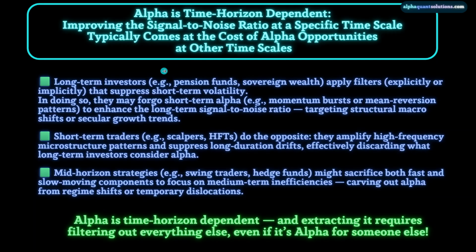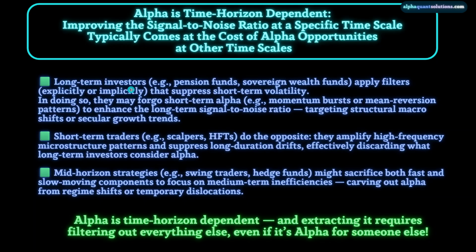So now that we have seen that, what does this all mean for alpha? So here we want to make the case that alpha is time horizon dependent, meaning that improving the signal to noise ratio at a specific time scale typically comes at the cost of alpha opportunities at other timescales. So let's give a few examples here.